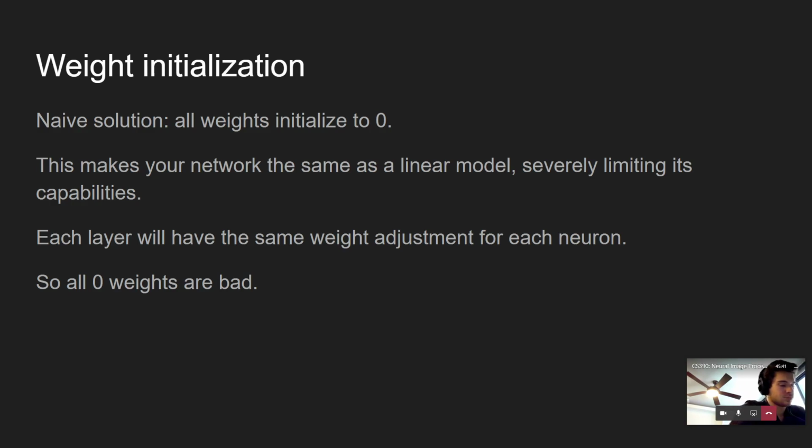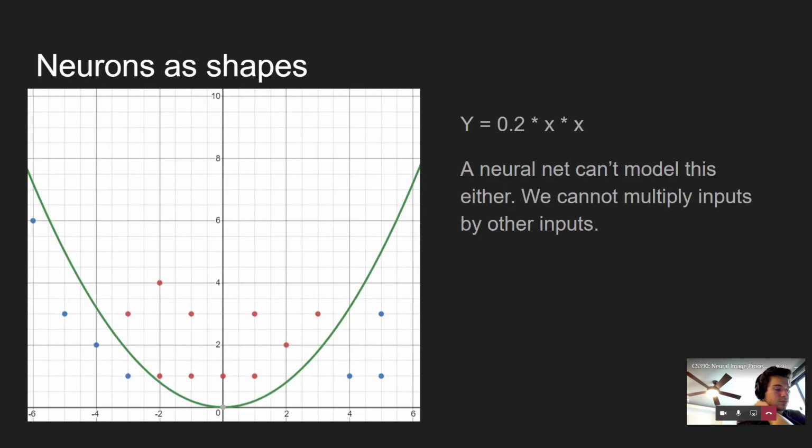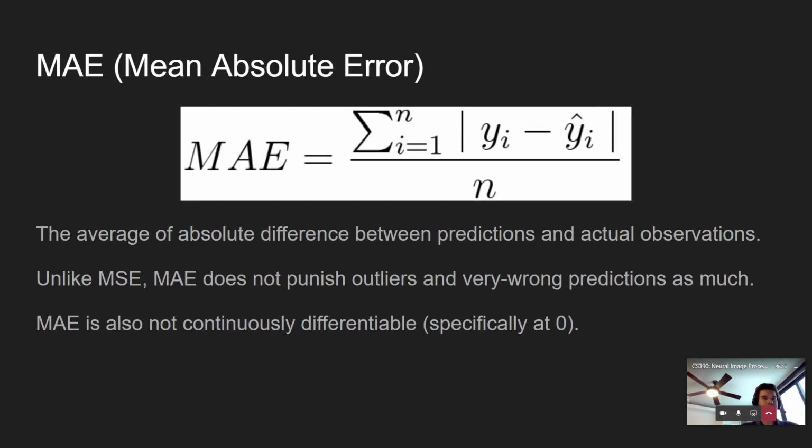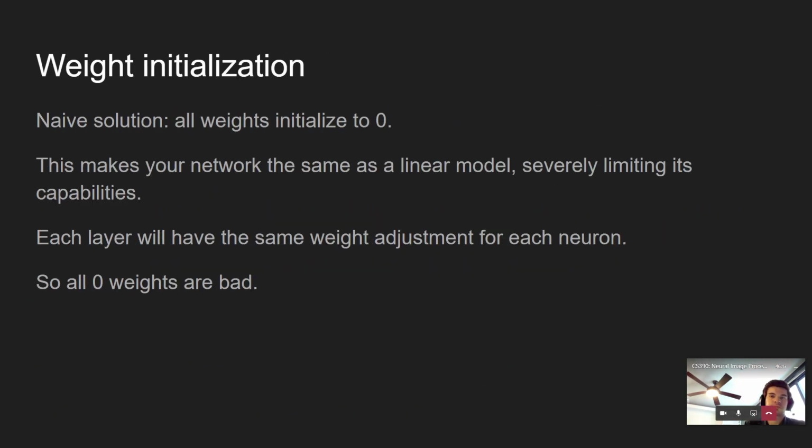Basically, what will end up happening is each layer will have the same weight adjustment for every single neuron, which is not good. That means you will just get the same change. All the neurons in a single layer will be the exact same value, and from that, your neural network will act as a big linear model. And that's not good because, as we saw earlier, neural networks can't do that without their useful activation functions and such to model these things. So we don't want all 0 weights.